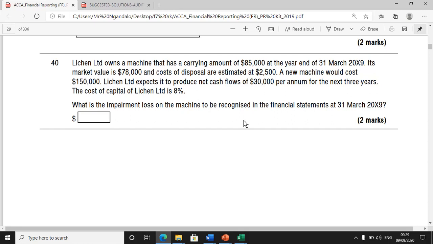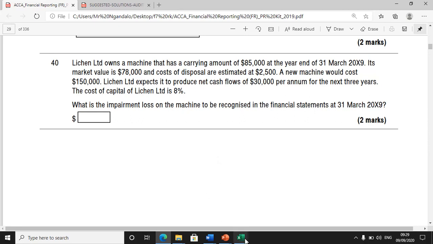40 says Richard owns a machine that has the carrying amount of that much at the end of X9, 31st March. Its market value is 78 and cost of disposal is estimated to be about 75. A new machine would cost 150 replacement costs. You ignore that figure. Richard Limited expects to produce net cash flows of 30,000 per annum for the next 3 years. The cost of capital of Richard is 8%. What is the impairment loss on the machine to be recognized in the financial statements?